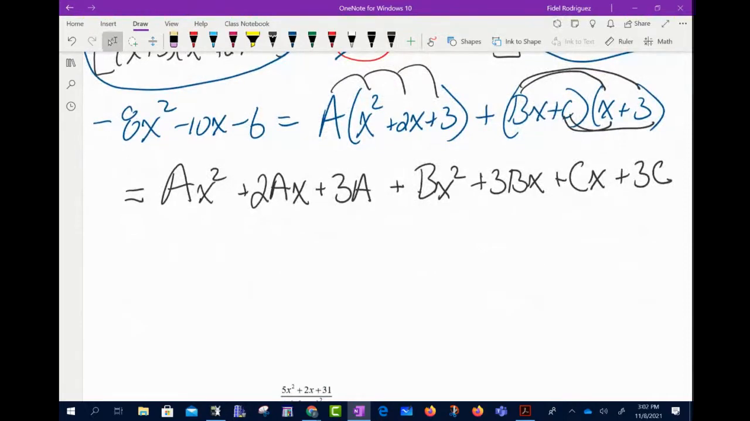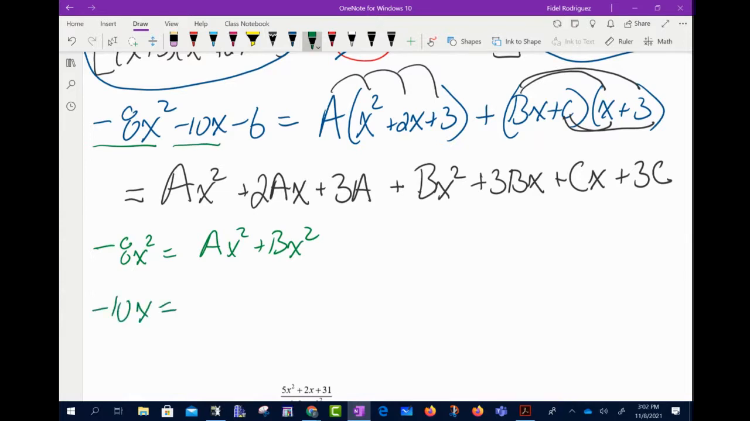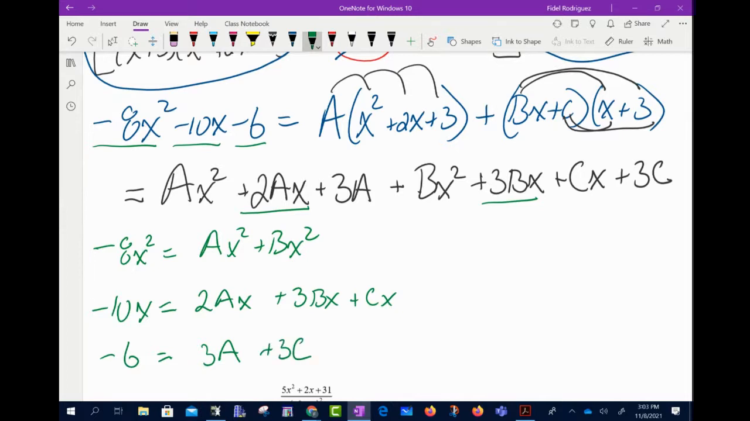Now we can start setting up our system of equations. So look, we know that this negative 8x squared is going to be equal to the parts that have the x squareds, which in our case is just an ax squared plus bx squared. And then we know that this part here that has a negative 10x is going to be equal to the parts that just have an x, like a 2ax and a 3bx and a cx. Okay. And then we know that this part here that has the negative 6 is going to be the parts that just don't have any x's or anything. So like the 3a and what, 3c? Okay.